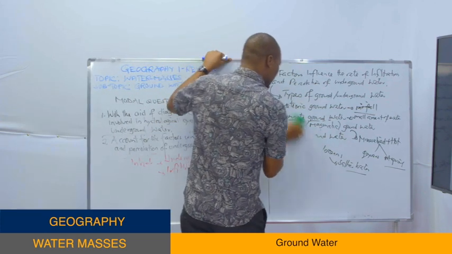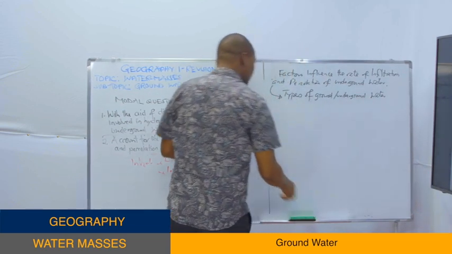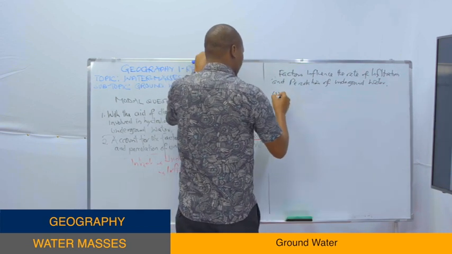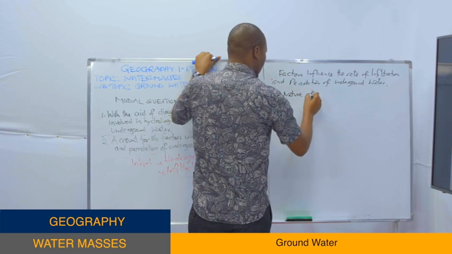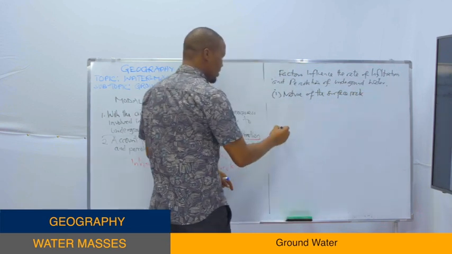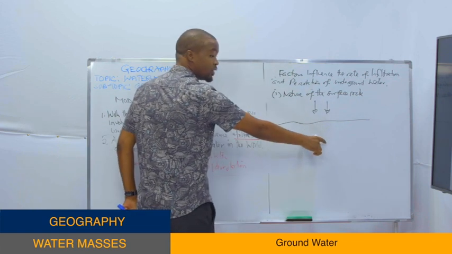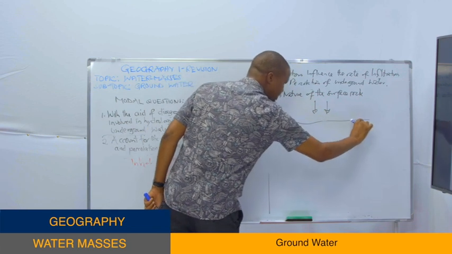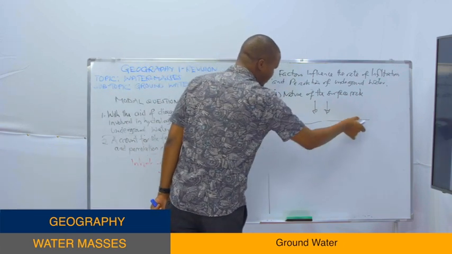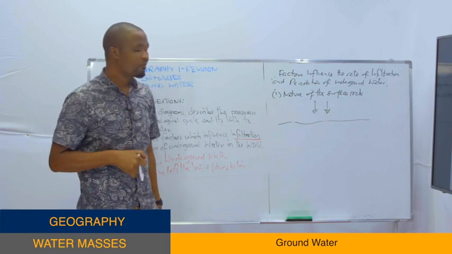So the factor is what the question needs, because the question right now needs us to explain the factors which influence the rate of infiltration and percolation. So the first factor is the nature of the surface rock. Remember, for instance, if there is rainfall, this is the ground. If at the top here, the nature of the rock is very hard, a resistant rock, then we expect there will be very little infiltration or percolation of water underground.